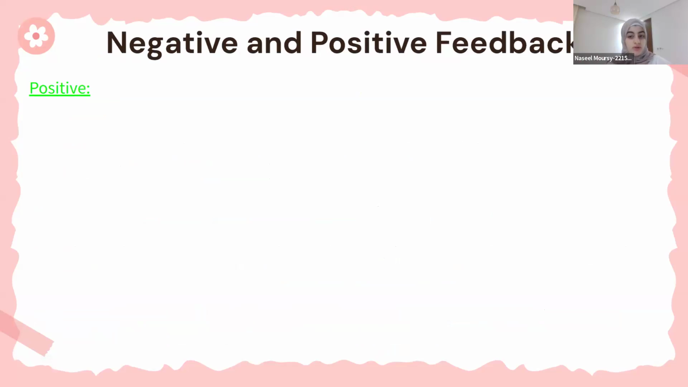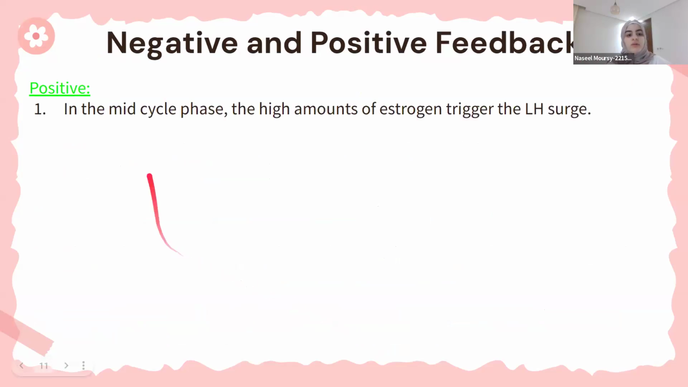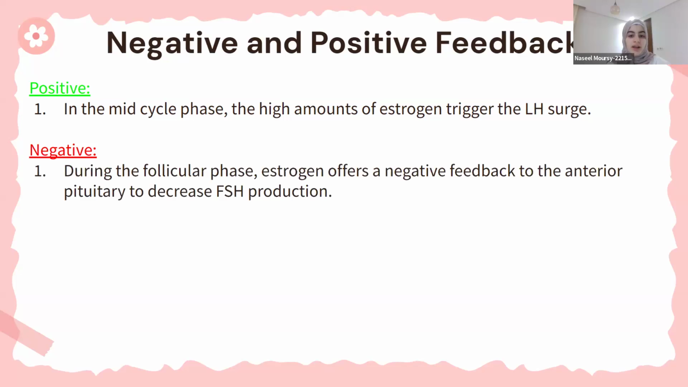Now, for the negative and positive feedback mechanisms, the only positive feedback we have is in ovulation. In the mid-cycle phase, we have high amounts of estrogen coming from the dominant follicle. This triggers the LH surge. Now, for negative feedback, in the follicular phase, it's mainly estrogen. So estrogen offers a negative feedback to the anterior pituitary to decrease FSH production. If you remember the peak, it goes up and down.